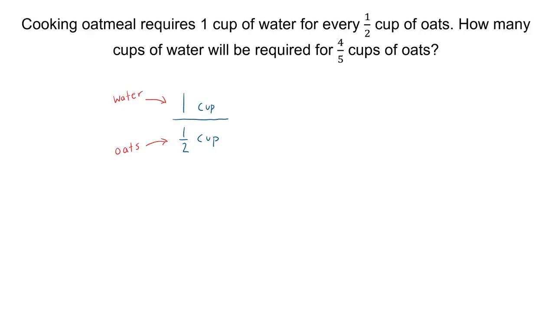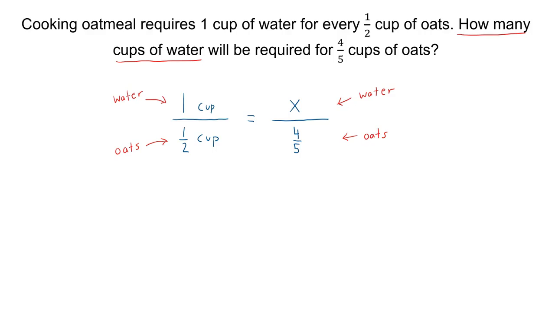And this has to be equal to, on the right side, another ratio. And because we set up the left side as water over oats, we have to set up the right side as water over oats. And we're looking for the number of cups of water. So in this case, we'll let x be equal to the number of cups of water that we need to mix with these oats. And we're told how many cups of oats we're using, 4/5. So now we have our proportion.